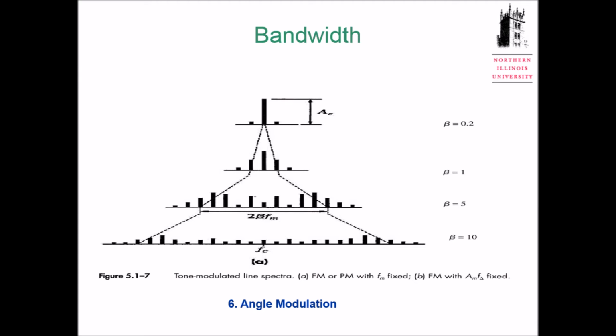When beta is a little bigger, we have more sidebands around the omega C. So when beta is 1, it is a little wider. When beta equals 5, you have more harmonics, and beta equals 10, even more. And beta 5 is the standard for FM radio broadcast. We choose beta equals 5 as the index. So this bandwidth compared with the original signal's bandwidth is much, much wider.